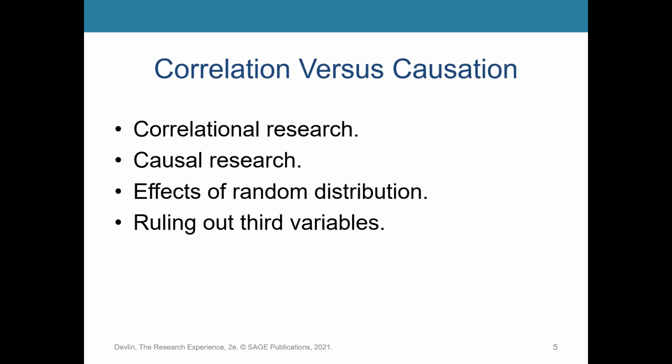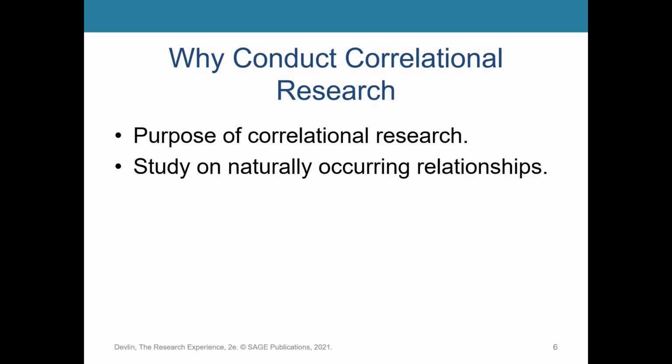The only way you can rule out a third variable is doing some kind of experimental manipulation or some more advanced statistical analysis, which we do not cover in this video. So the question is, if you don't have a high degree of control, why conduct correlational research? Well, again, as I said, it's kind of exploratory, right? You want to see if relationships exist before investing a bunch of time and money into an experimental research study.